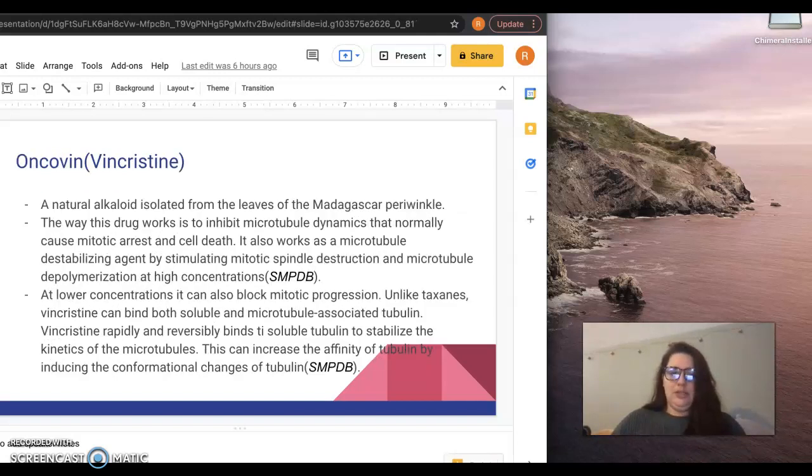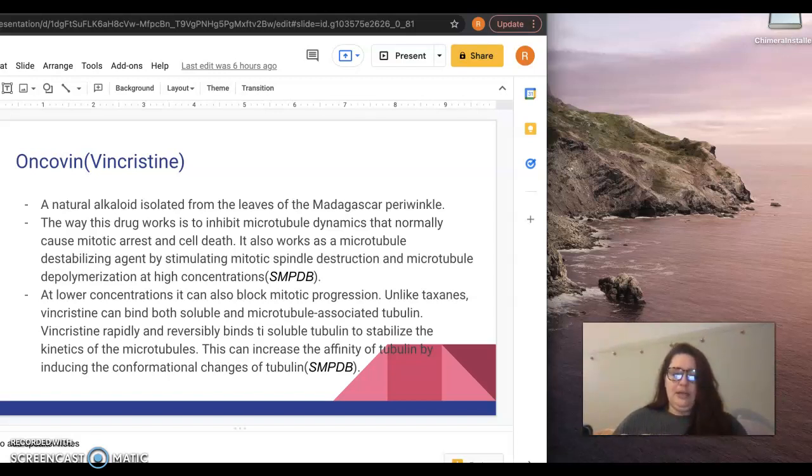So Oncovin or vincristine is a natural alkaloid isolated from the leaves of the Madagascar periwinkle, which is a flower. The way this drug works is to inhibit microtubule dynamics that normally cause mitotic arrest and cell death. It also works as a microtubule destabilizing agent by stimulating mitotic spindle destruction and microtubule depolymerization at high concentrations. At lower concentrations, it can block mitotic progression, and unlike taxanes, vincristine can bind both soluble and microtubule-associated tubulin.